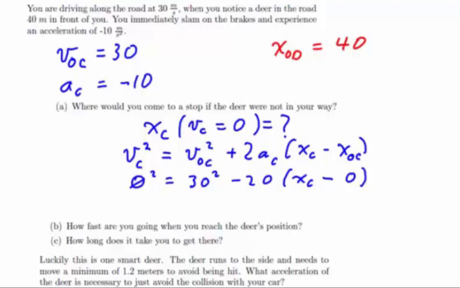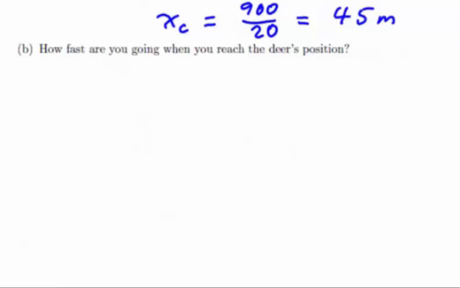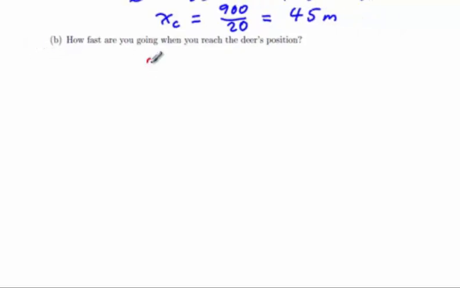So we can solve this out. x of the car will be 30 squared, which is 900, divided by 20, which is the same as 90 over 2, which is 45 meters. Bad news, that's a longer distance than the deer, and so it seems like you're probably going to hit the poor deer. How fast are you going when you reach the deer's position? So how fast asks for the variable velocity.